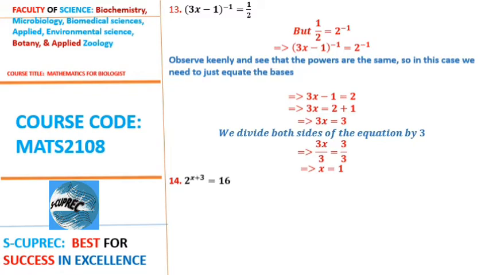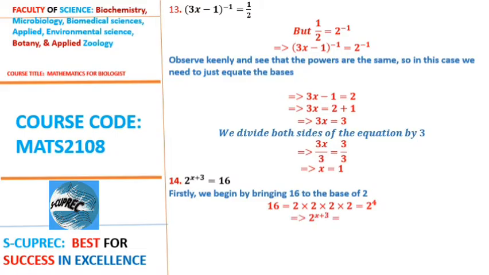Number 14. Given that we have 2 raised to the power x plus 3 equals 16, how can we find the value of x? We have to begin by expressing 16 to the base of 2, or bringing 16 down to the base of 2, as we have been doing above. So generally, 16 is the same as 2 times 2 times 2 times 2, which is the same as 2 raised to the power 4.